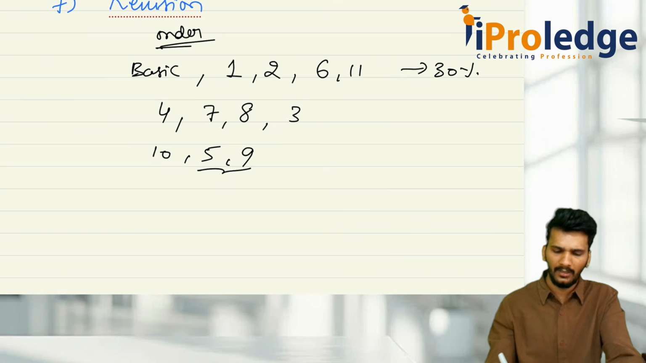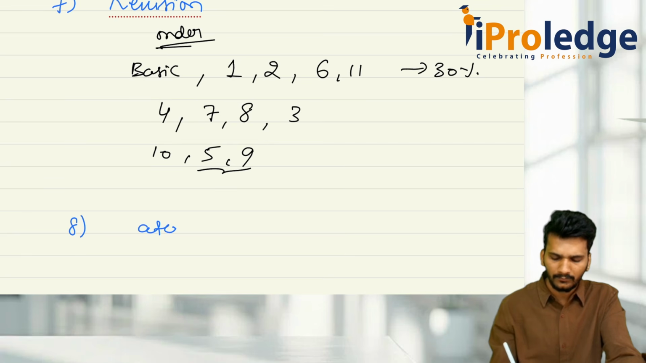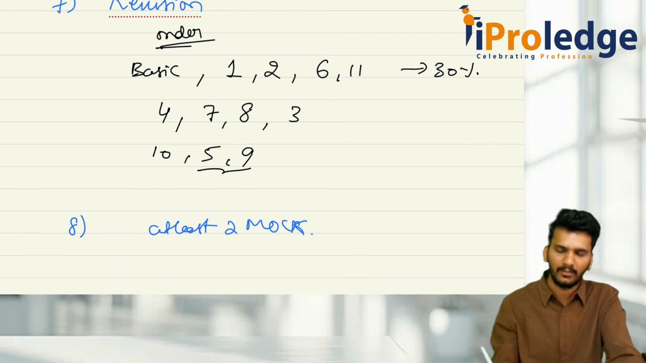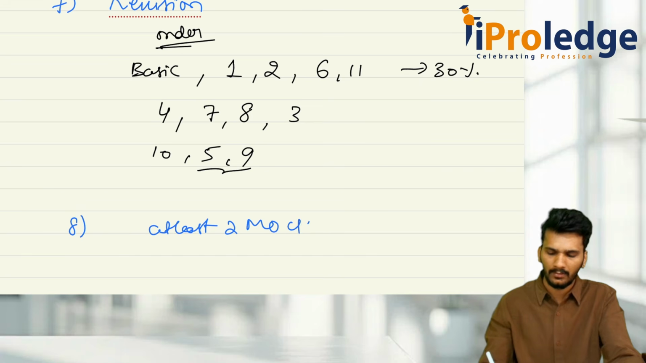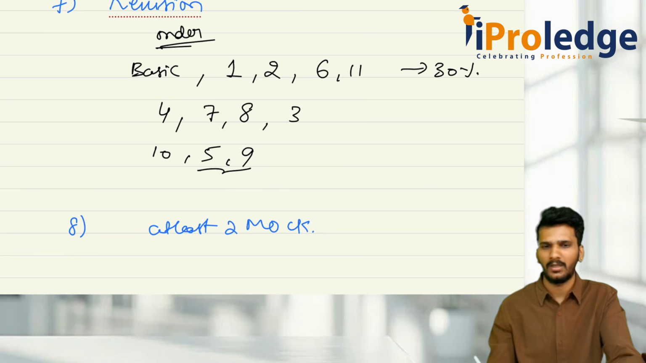Once you do this revision in this order, then the ultimate thing which we have to do is write at least 2 mock papers. Write at least how many mock papers? 2 mock papers. Because writing the mock is very important. You can't make your main exam your mock examination. You should be strong enough to manage the time, write the answers, and make sure that in 180 minutes you are completing 100 marks of the paper. I can attend the entire paper.